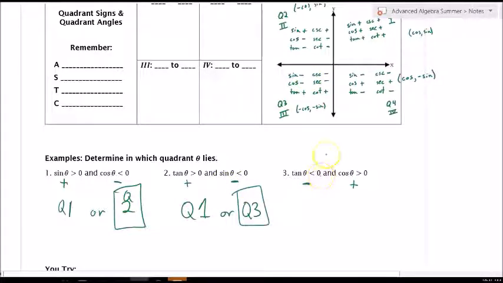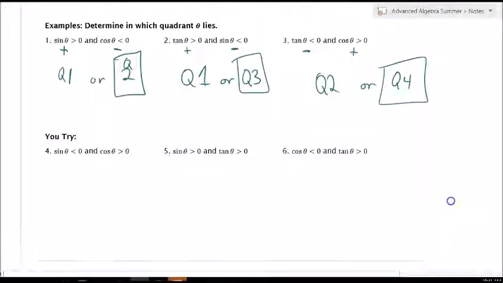Alright, tangent negative. So I see that's in quadrant 2 or quadrant 4. Cosine positive, well, I'm looking at 2 and 4. It's not positive here, but it is here. Therefore my answer, quadrant 4.